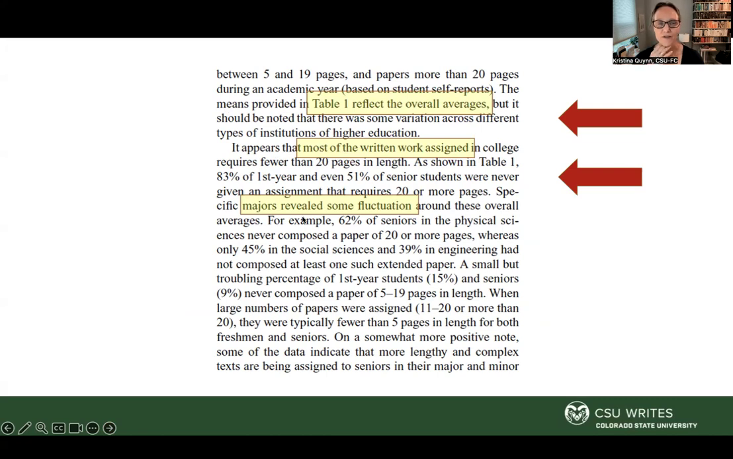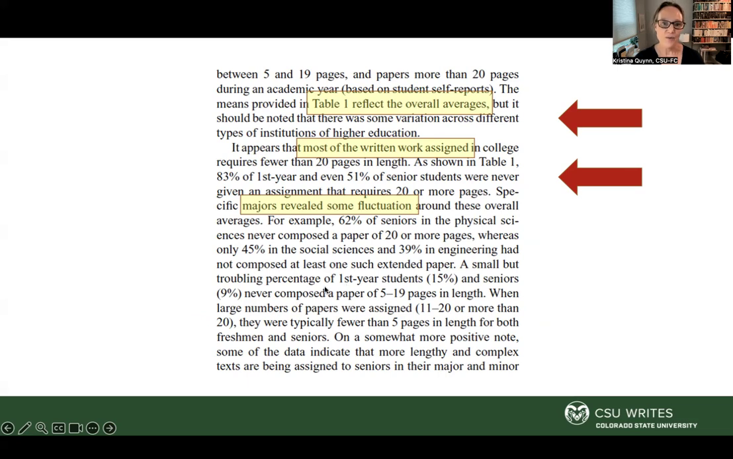So you might think that, for example, a math major might be unlikely to be assigned a 20-page article or essay to write. But if you're a senior in English, you might be assigned a 20-page paper to write. For example, 62% of seniors in the physical sciences never composed a paper of 20 pages or more, whereas only 45% in social sciences and 39% in engineering had not composed at least one extended paper.